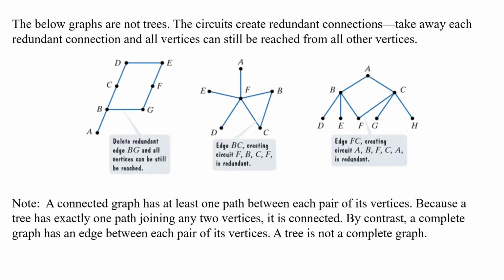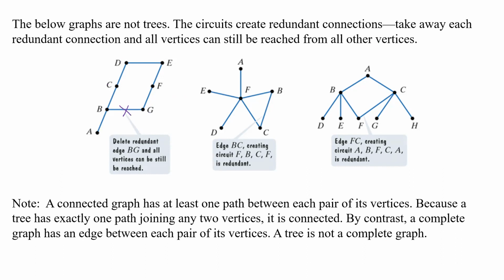Now, the below graphs are not trees. These are circuits, and they create redundant connections. So if we take away each of the redundant connections and all the vertices can still be reached from the other vertices, then we can get our tree back. And so if we look at this one, the first one, if we delete this piece here, that would get us back to our original tree that we had before.